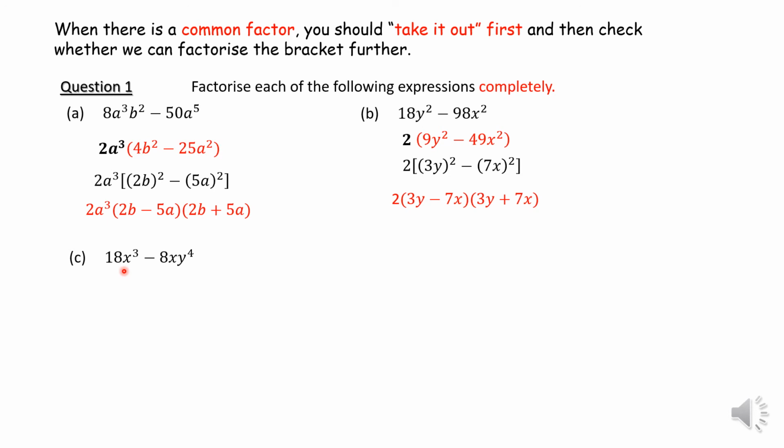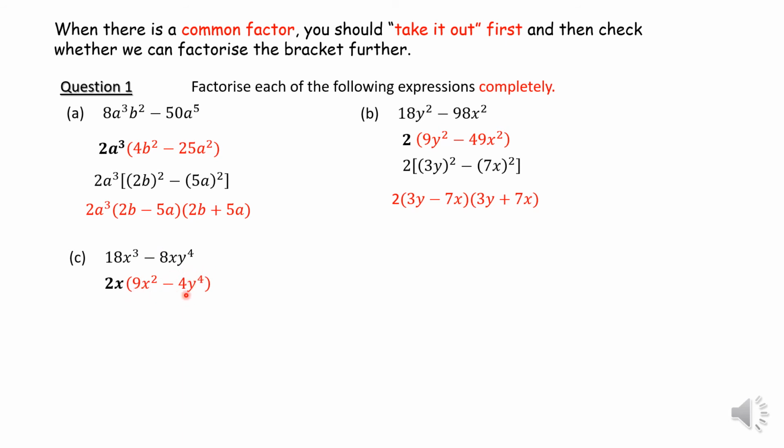All right, so you've got 18x cubed minus 8xy to the 4th power. As you just have a look at that, you realize, no, this is not the difference of 2 squares. So you have to take out something that is common. And 2x is common. 2 goes in 18, 2 goes in 8. Then x is the smaller power I can take out. It's going to leave me with 9x squared minus 4y to the 4th power.